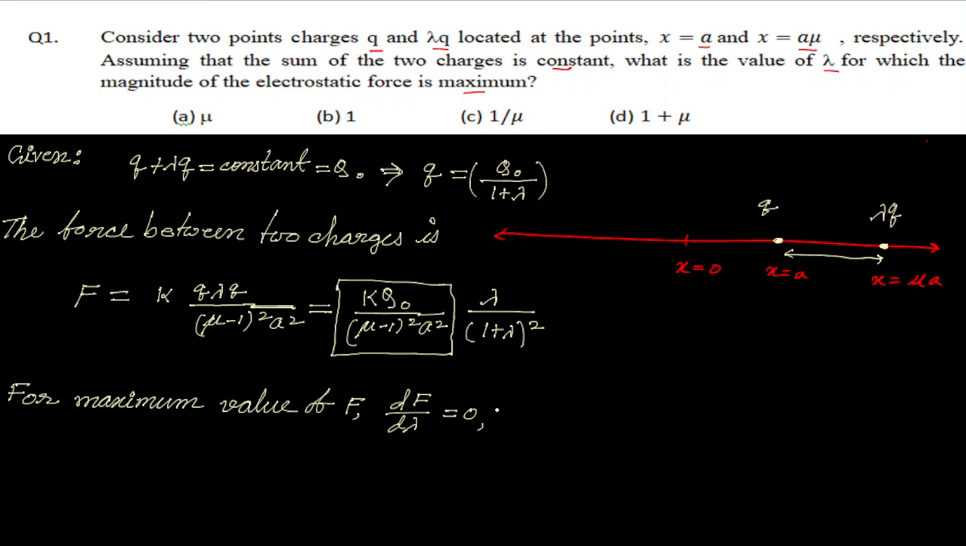So what we have to do, we have to take the derivative of this f with respect to lambda. So when you take the first derivative of the f with respect to lambda, what we'll get? We'll get 1 divided by (1 plus lambda) whole square minus 2 into lambda divided by (1 plus lambda) whole cube, and this is equal to 0.